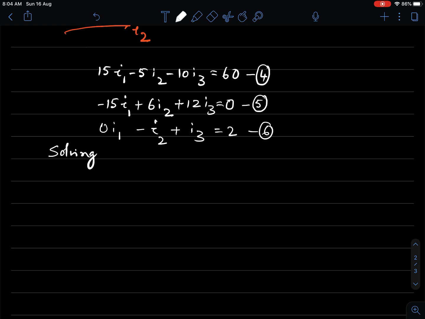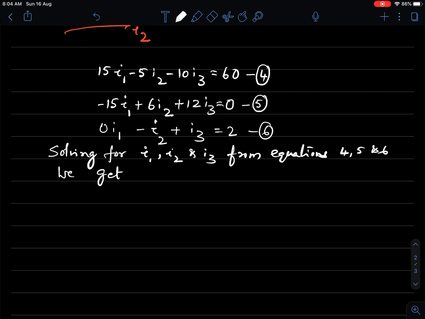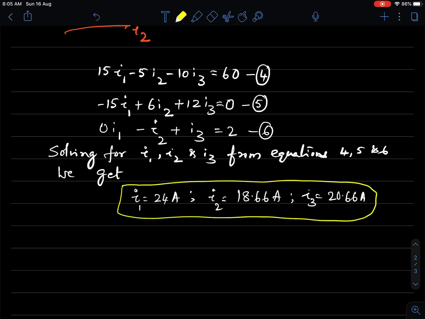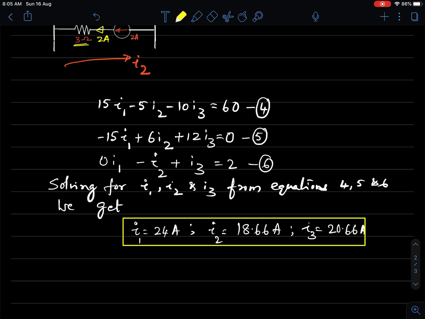Solving for I1, I2 and I3 from equations 4, 5 and 6, we get, if you feed this in, I1 equal to 24 ampere, I2 equal to 18.66 ampere and I3 equal to 20.66 ampere. As you can see, here I3 minus I2 is 2 ampere. That is the result.